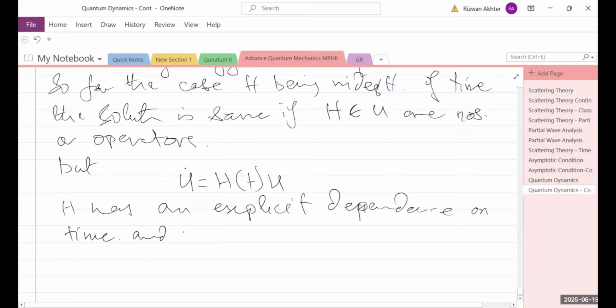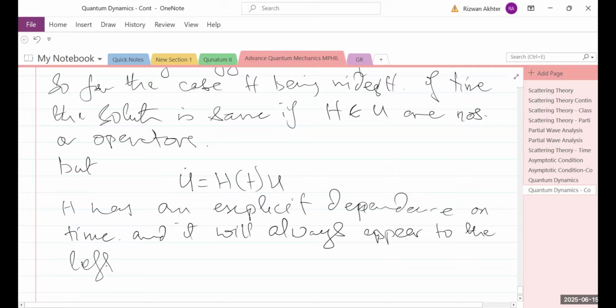And it will always appear to the left of what is being integrated.